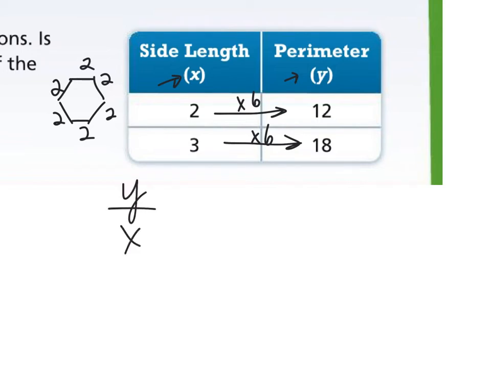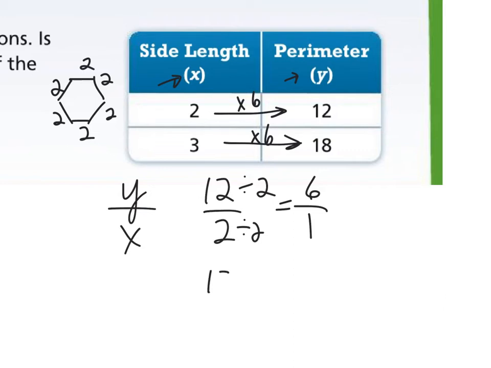We're going to put Y over X, which works out pretty well here again because Y is bigger than X. So we have 12 over 2. 12 divided by 2 is 6. Or we could just reduce those and then say that would be 6 over 1. For our other one, we would have 18 over 3. And if you reduce both of those by 3, that would be 6 over 1 as well.